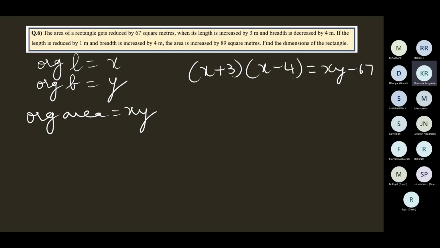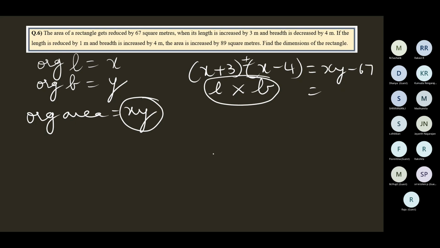Why are we multiplying? Why are we not adding? Why should we multiply? Because new length into the new breadth is equal to the new area. So this is the formula to find the area, L into B. So we are multiplying. It's not plus or minus here. And how do you find the new area? Whatever is the original area, because it's reduced, minus 67.